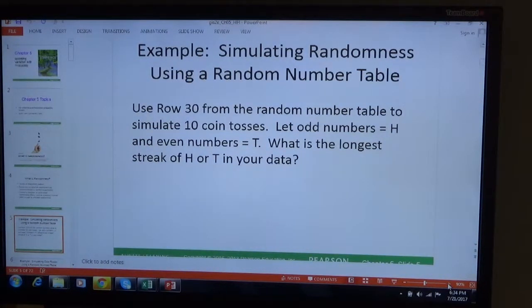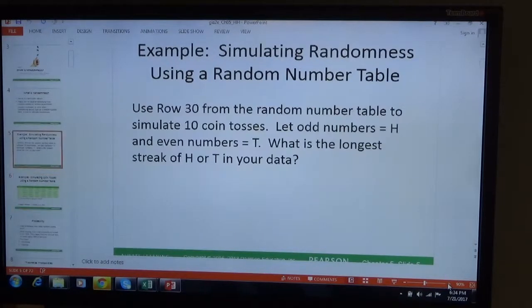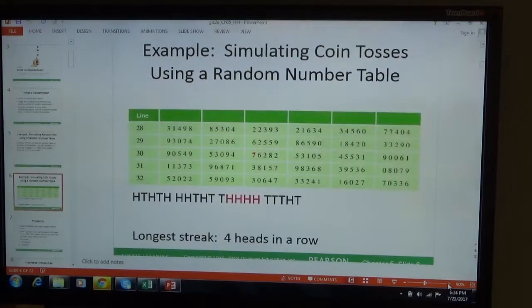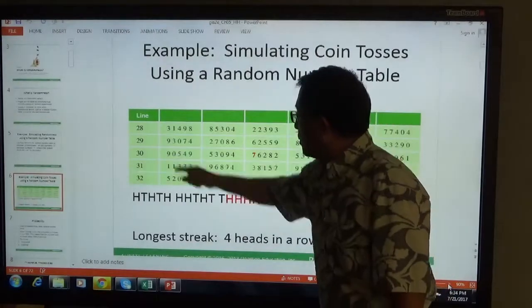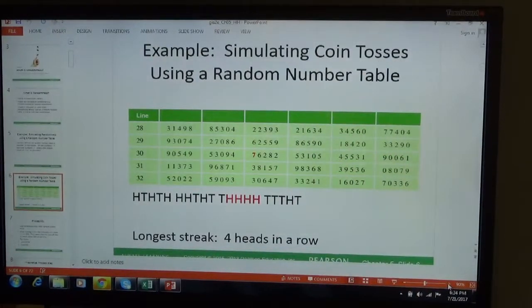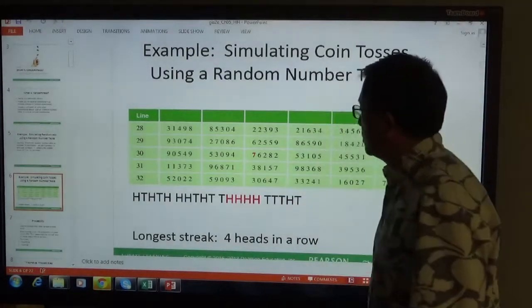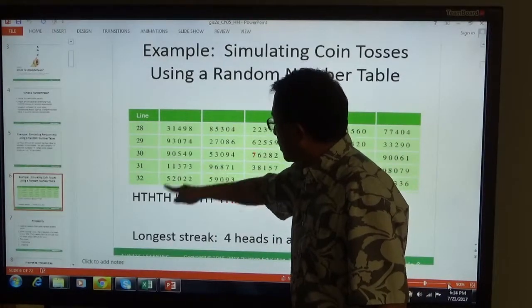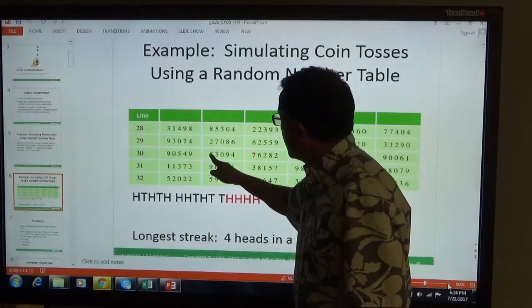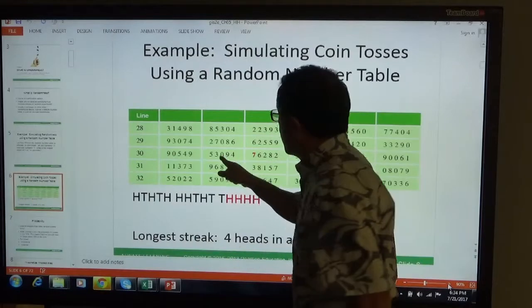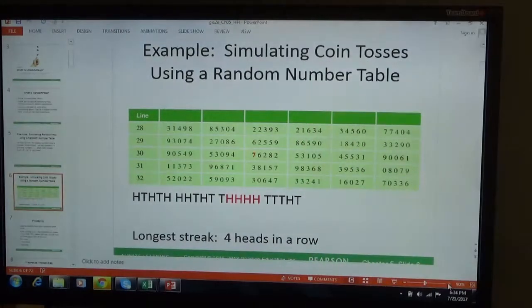So the textbook has those random numbers. Basically, if we toss a quarter and we use the random number row 30, if it's an odd number, I believe it's head, and an even number is tail. So if you follow here, this is head, tail, head, tail, head, head. If it's odd, it's head; even is tail.